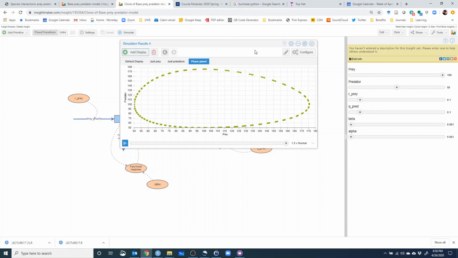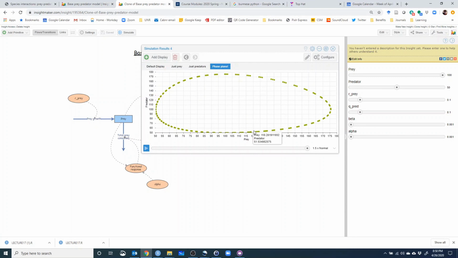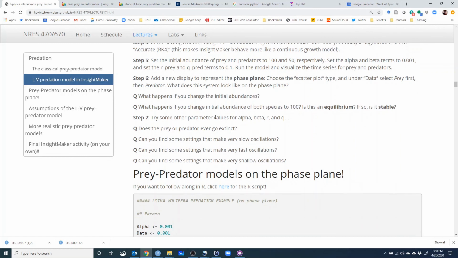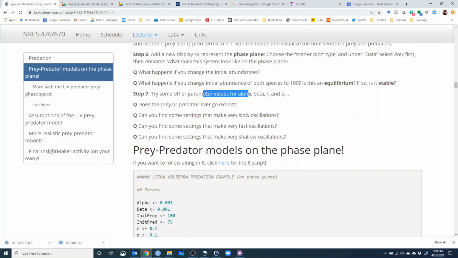Just so you know, it's kind of moving this way in time. So prey increases, predators are increasing, but the predators now are controlling the prey, and so on and so forth. So that's the way the system is moving in time. We'll visualize that in R in just a few minutes. But again, take a few minutes to play around with this Lotka-Volterra prey-predator model. Try some additional parameter values for alpha, beta, R, and Q.